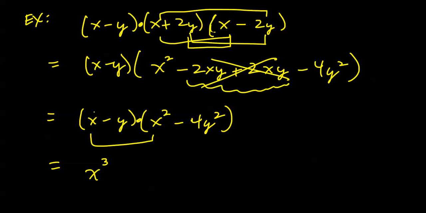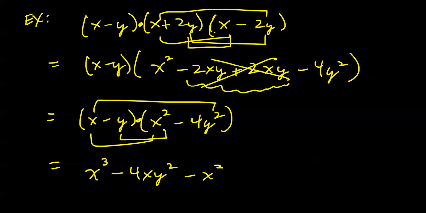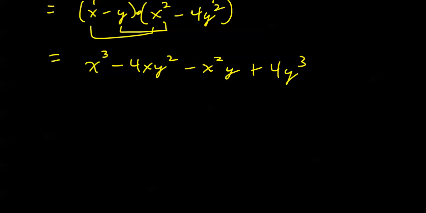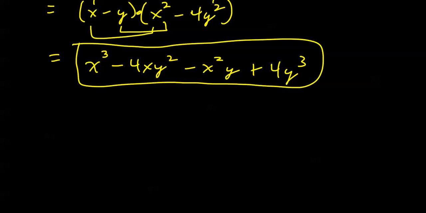x cubed, the first product, minus 4xy squared, the outer product, minus x squared y is going to be the inner product, plus, be careful of the sign, plus 4y cubed is going to be the last product. And notice, none of these are like terms. This cannot be simplified any further. So my final answer is a 4-term polynomial of degree 3.